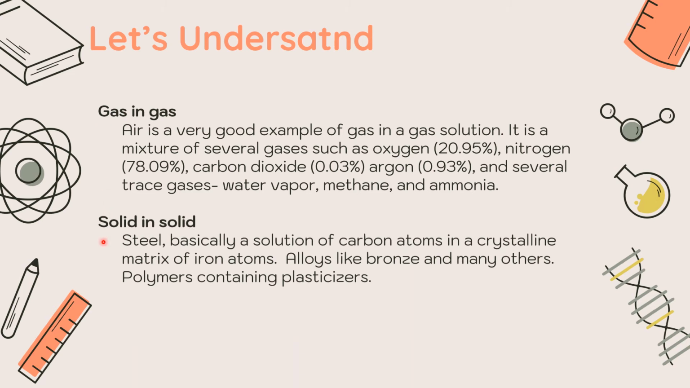Next, and the last, solid in solid. Steel is basically a solution of carbon atoms in a crystalline matrix of iron atoms. Alloys like bronze and many others, polymers containing plasticizers. So our steel is basically a solution of different ions or atoms. These are solutions or mixtures that create one appearance only, making them a homogeneous mixture. So these are the five types of our solution.